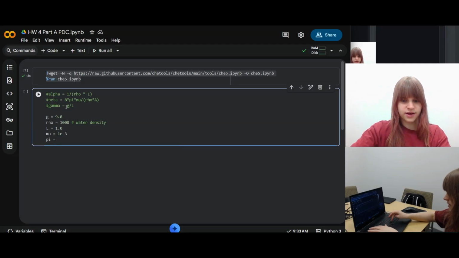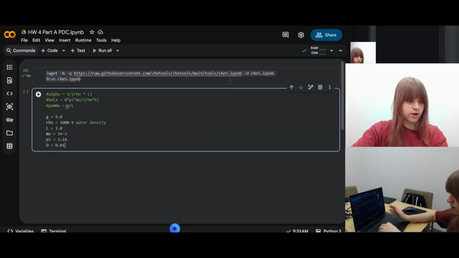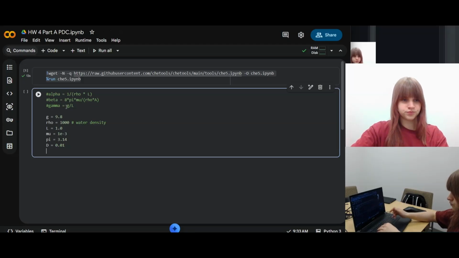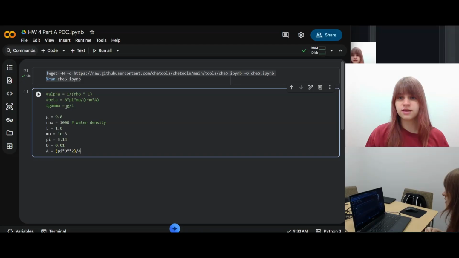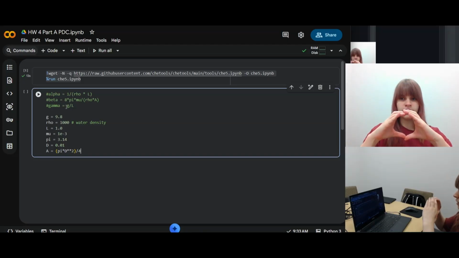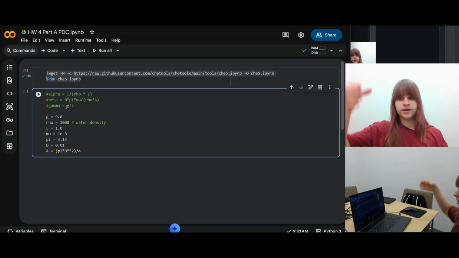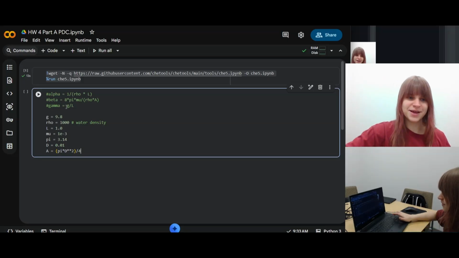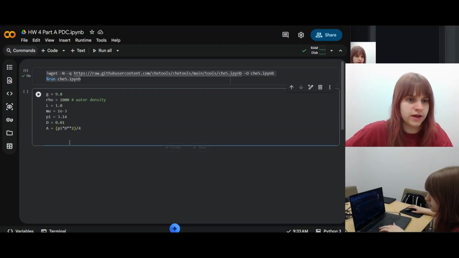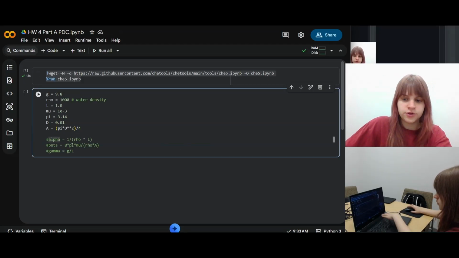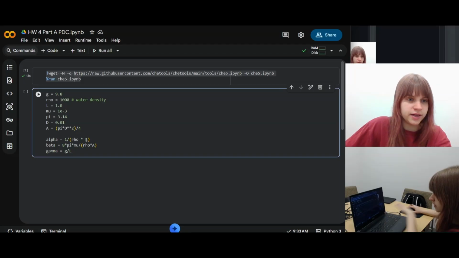I'm just going to set pi equal to 3.14. The diameter was 0.01, so that's 1 centimeter. And our area is equal to pi times the diameter squared divided by 4. So that's the cross-sectional area of our manometer. It'll look like a circle, but we have the manometer like that. And actually, I should be able to take my commented values from above to calculate my alpha, beta, and gamma.